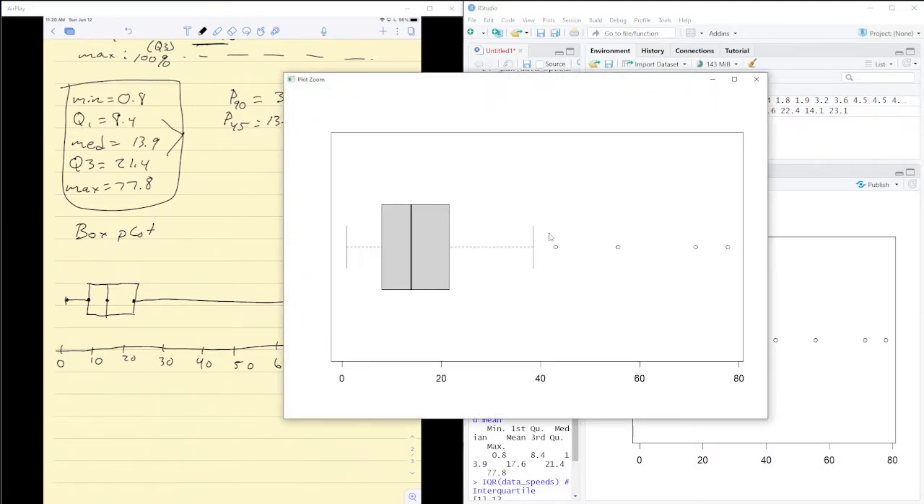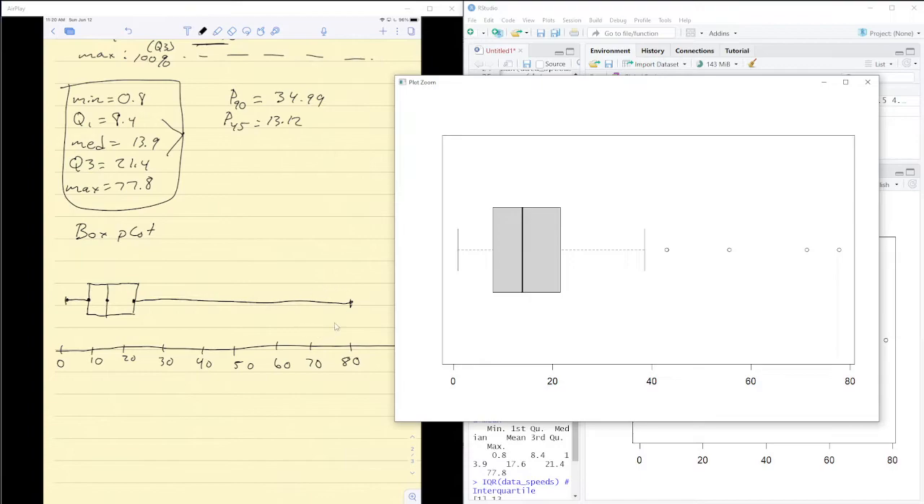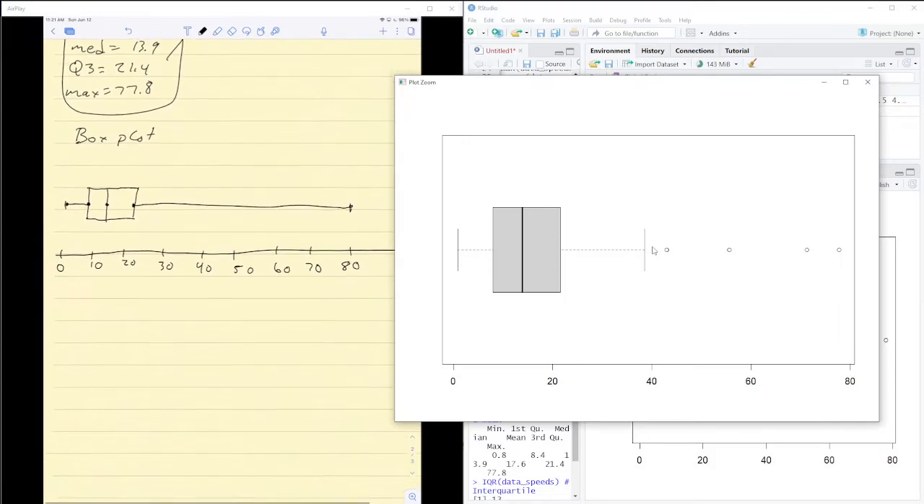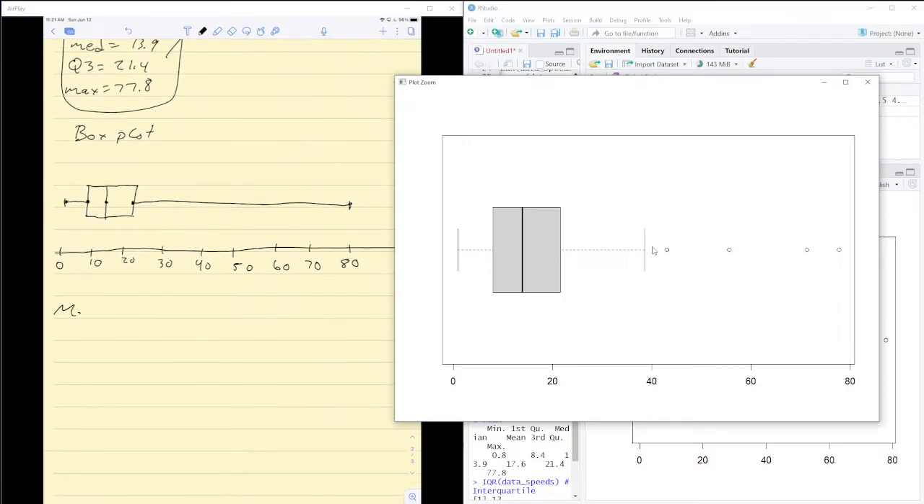And look what we have. The whisker, this arm, is not going all the way out to 77.8 like we have drawn in ours over here, right? It has these isolated points and it stops the bar here. What R is doing here is making what's called a modified box plot.